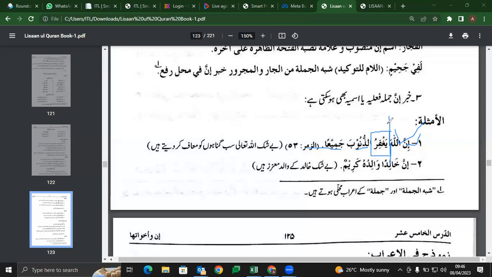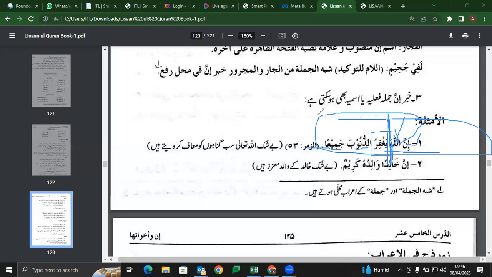No. The sentence is starting with inna, and then Allah. This is its mubtada. This is where I've drawn the line: this is where the mubtada ends and the khabar starts. This is mubtada and this is khabar. We are talking about the khabar being jumlatul fi'liya, not the entire sentence. We're talking only about the khabar.